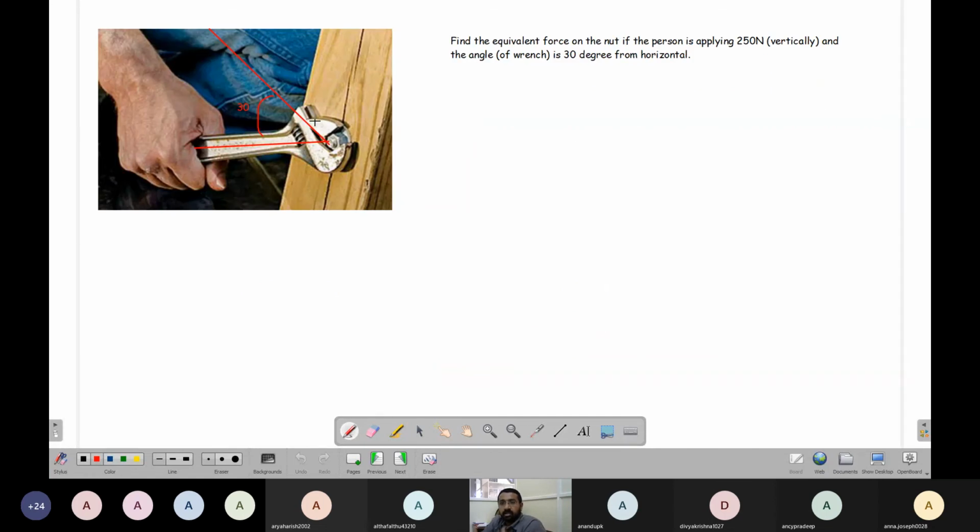Now next question. You may have seen this being done many times. This is a wrench. So what this wrench does is help you tighten or loosen a nut. So find the equivalent force on the nut if the person applies 250 Newton vertically down on the wrench, and the angle of the wrench is 30 degrees from horizontal.